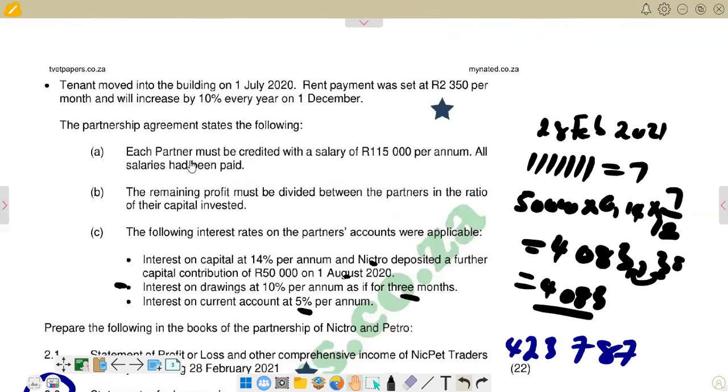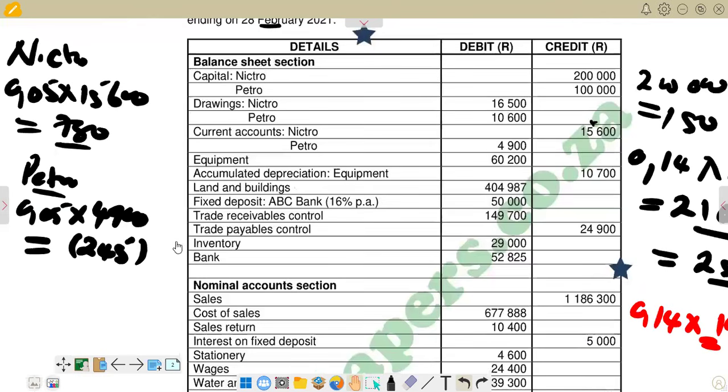Each partner must be credited with a salary, but this is not the description that we want. B, the remaining profit must be divided between the partners in the ratio of their capital invested. So capital invested, we come here to check what proportion we have. We've got 200,000 for Nictro, then 100,000 for petrol. So the 200,000 is to 100,000 is the ratio.